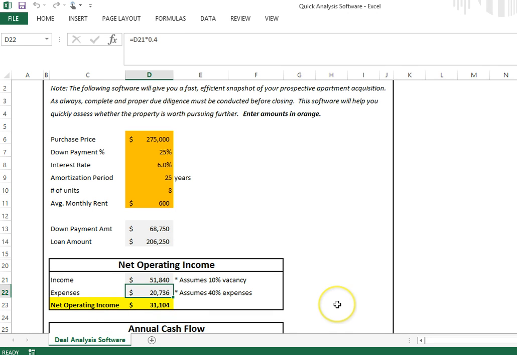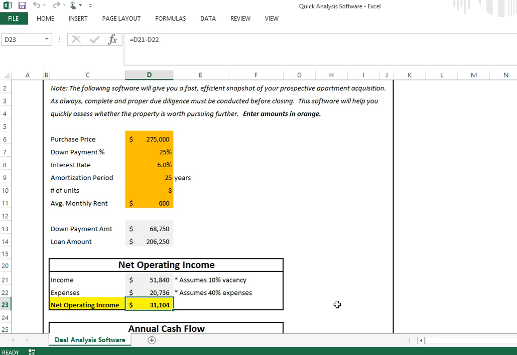Okay, so for expenses, again, I'm trying to give you a single tool that can account for everything. So 40% is a conservative number. I've seen buildings that have lower, 32, 34%. 40% is a reasonable amount to put when you're just doing a high level analysis.